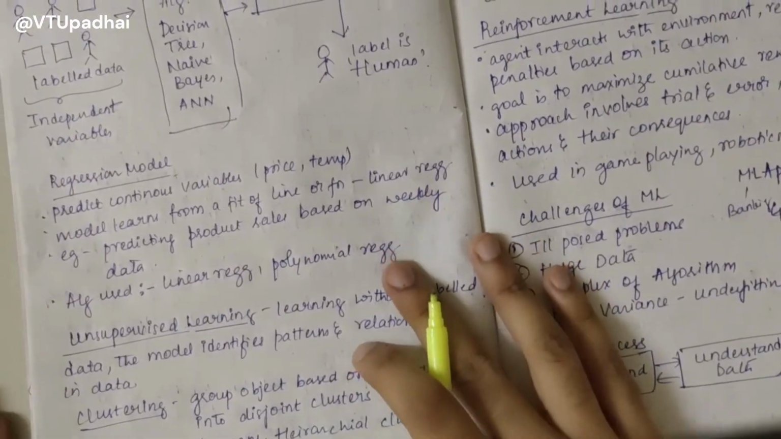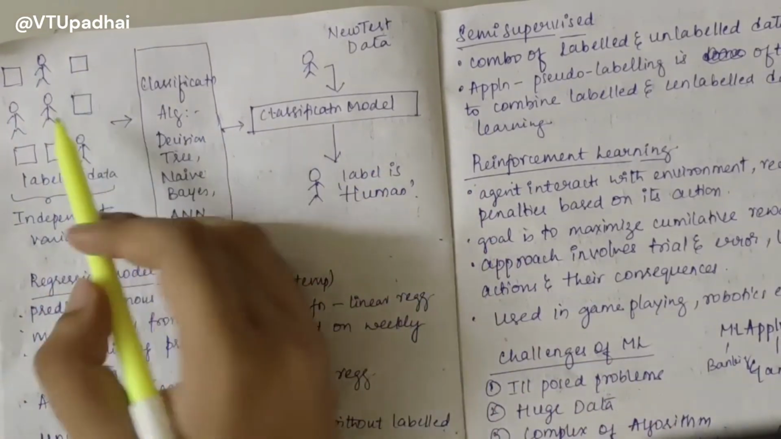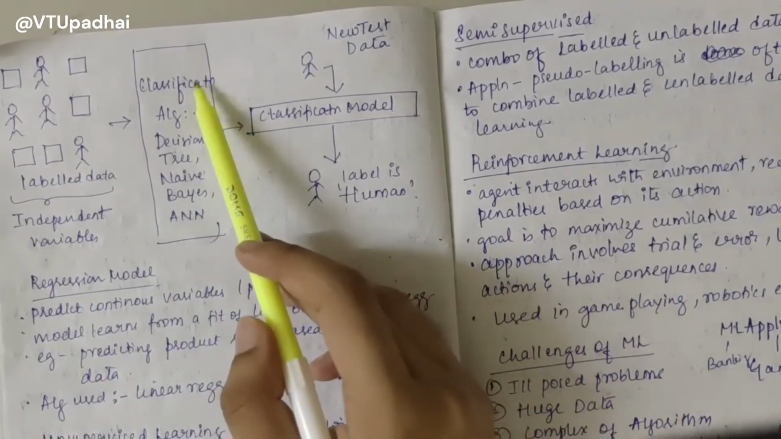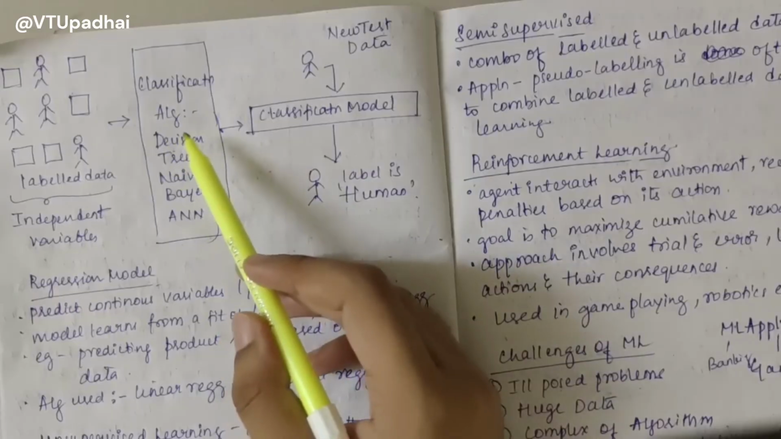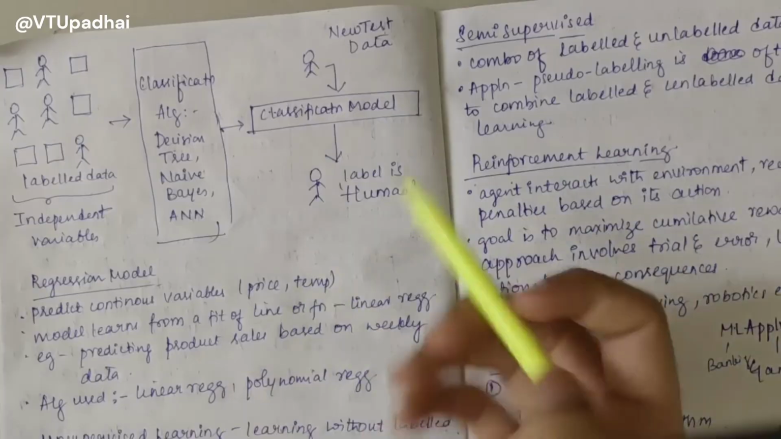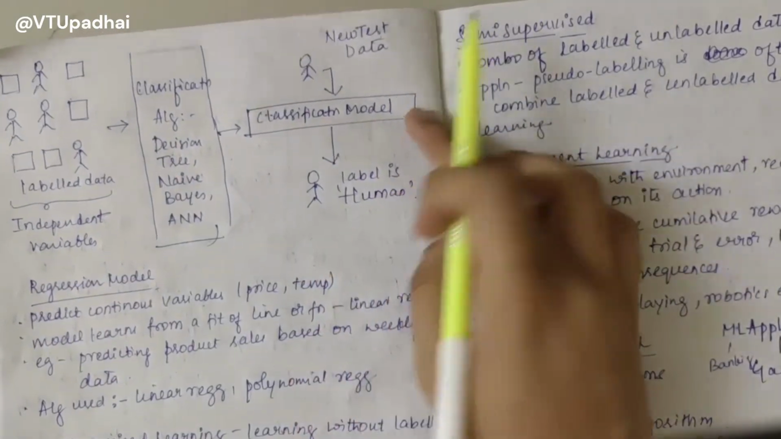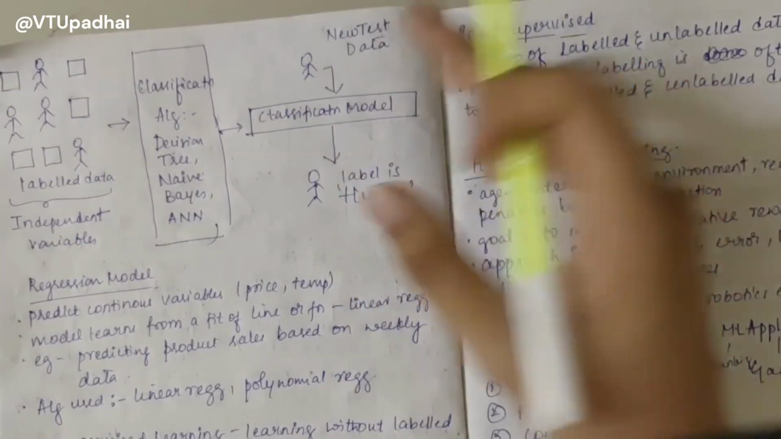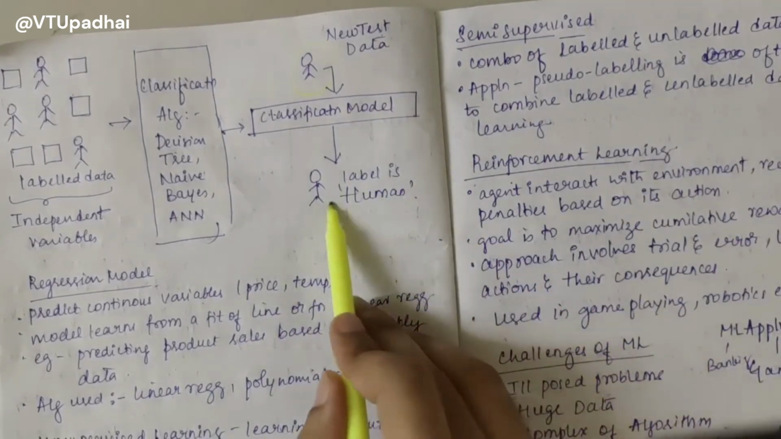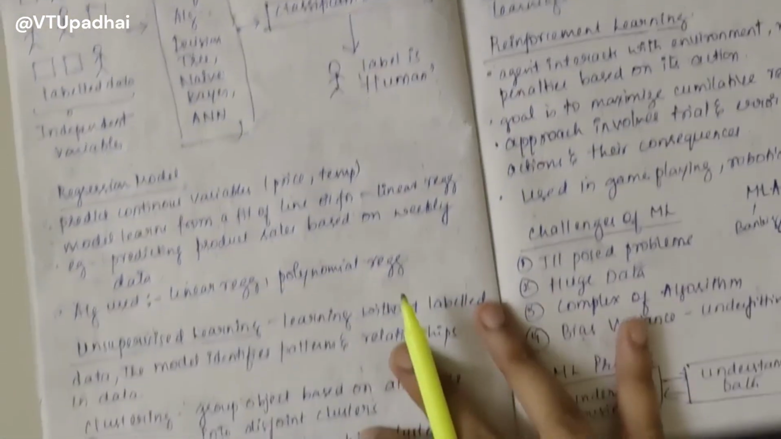Now let's look at an example. Here I have the labeled data, which are considered independent variables: boxes and humans. Through a classification algorithm, which could be decision tree, naive Bayes, artificial neural networks and many others, we generate a model. After generating the model, you give an input, that is the new test data, and based on it, it will be labeled as a human or a box. That is the simple definition of it.